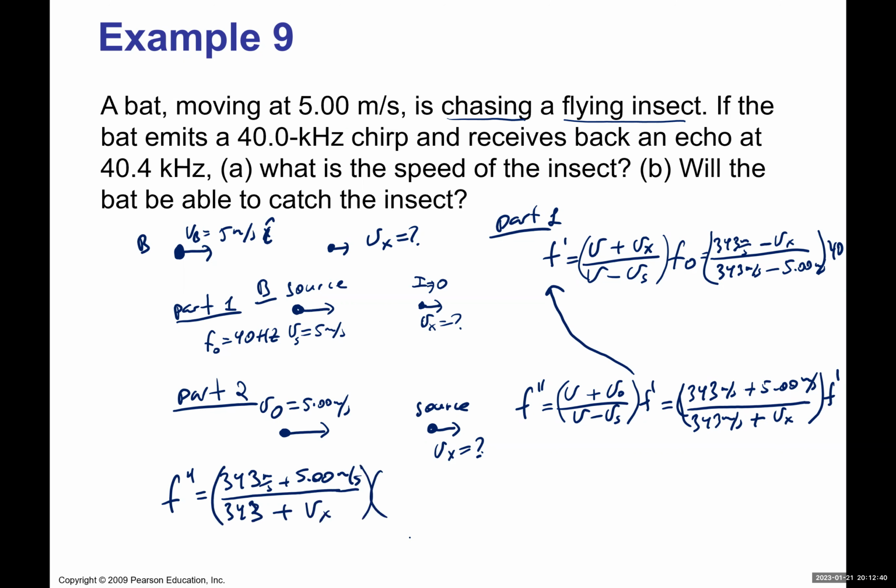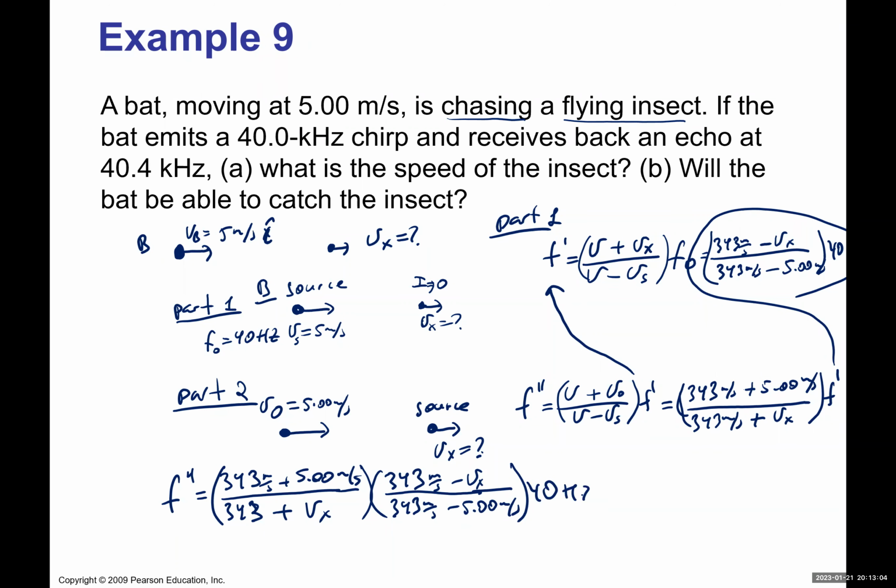Then what I do here is it's F prime, but then for the F prime, I'm going to go ahead and just bring this here. And we say that this is basically the same as 343 meters per second minus Vx, then 343 meters per second minus 5 meters per second times 40 hertz. And that's what I have.